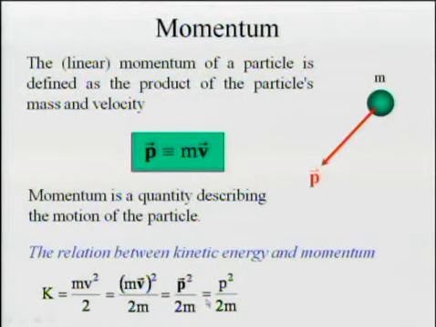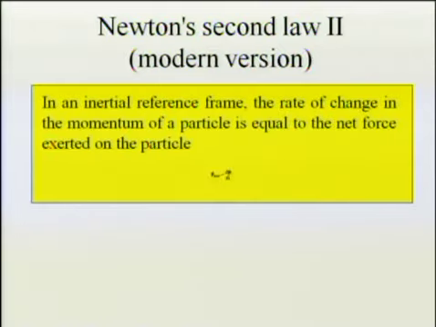What's the difference between this expression and this expression? Read the numerator. What do we have here? Here we have square of momentum. What do we have here? Square of the magnitude of momentum. All right. So momentum describes what? Interaction or motion? Motion, correct.